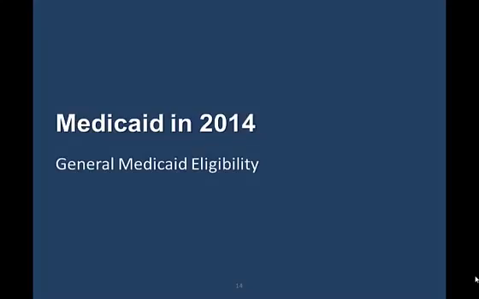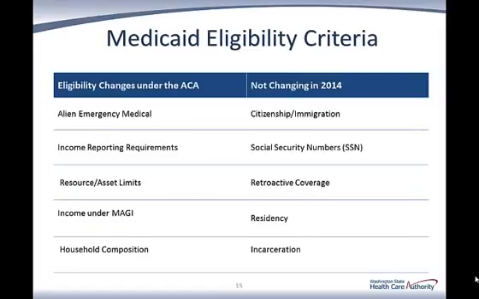Let's talk about general Medicaid eligibility. Now let's provide an overview of the following key eligibility criteria for MAGI Medicaid, including criteria that will be changing: alien emergency medical, income reporting requirements, resource asset limits, income under MAGI methodology, and household composition. Criteria that is not changing: citizenship and immigration, social security numbers, retroactive coverage, residency, and incarceration.